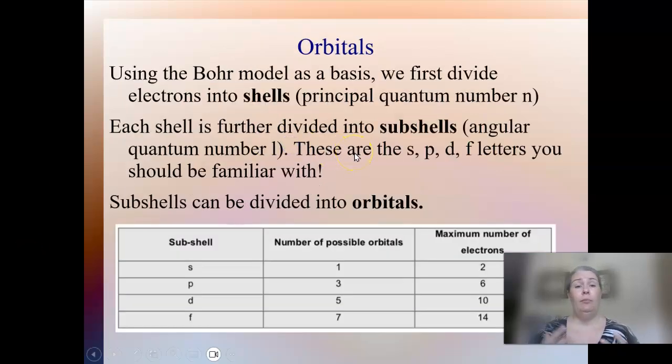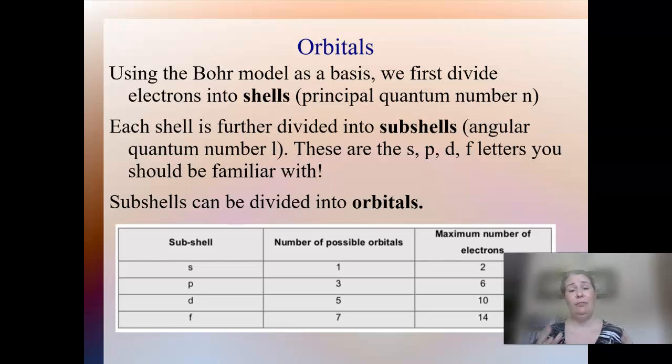Because we build on models, we knew that the Bohr model told us that there were specific energy levels. And so we divide those as a shell. That was from our principal quantum number, n. So if you think about how you learned about orbitals and shells back in first year, the very first thing was we had to know what shell we were in, 1, 2, 3, 4.